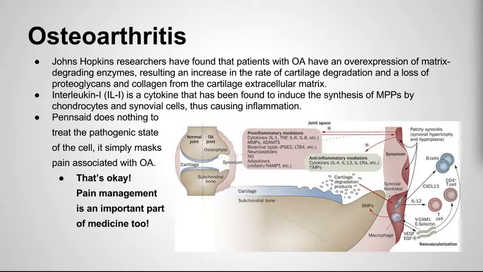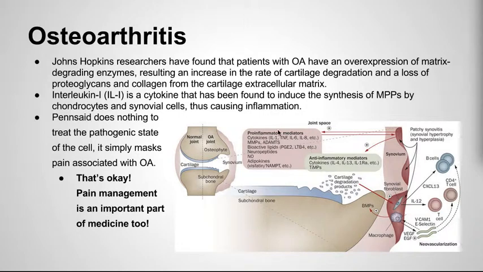So further details, Johns Hopkins researchers have found that patients with OA, like I was saying, have an overexpression of matrix degrading enzymes. You can see in this photo here, we've got the same kind of cartoon illustration. Here you've got the cartilage degradation products. One of the ones that I want to point out right now, you might remember it from my hypothesis, is the cytokine interleukin-1. And that is actually found to induce the synthesis of MPPs by chondrocytes and synovial cells, which would cause inflammation and further breakdown of the cartilage. So keep that in mind for the future.